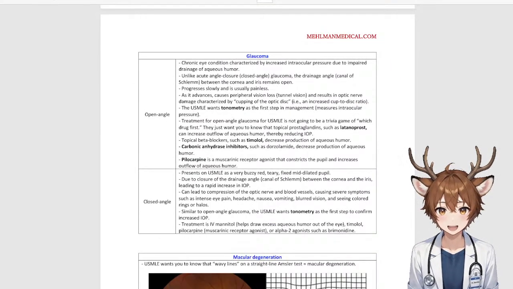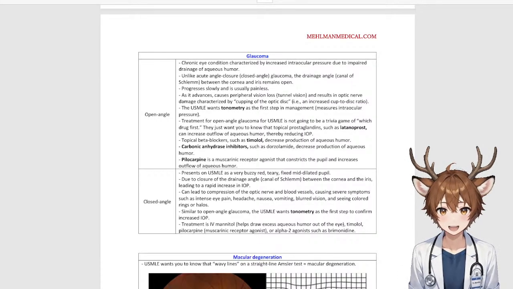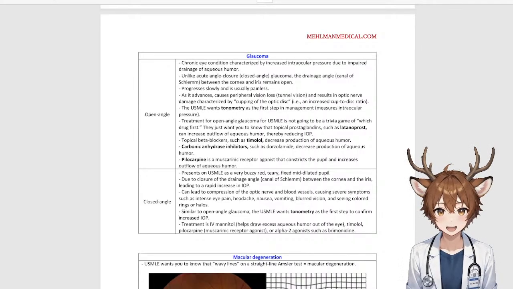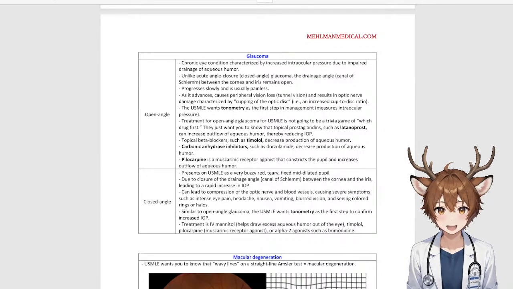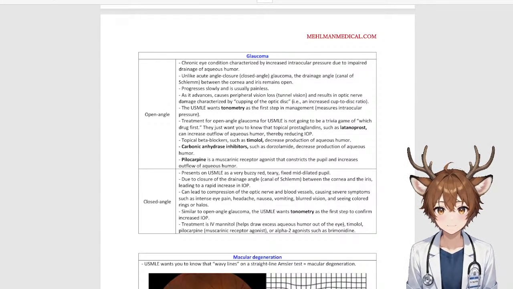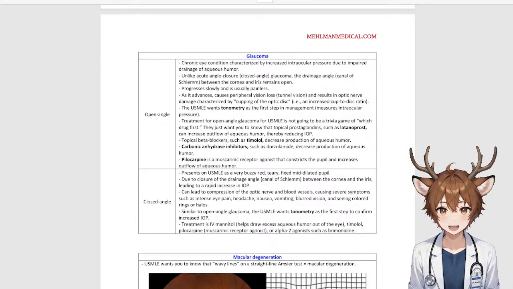What about glaucoma? We typically think about two different kinds: open angle and closed angle. Open angle glaucoma is a chronic eye condition characterized by increased intraocular pressure due to impaired drainage of aqueous humor. Unlike acute closed angle glaucoma, the drainage angle, the canal of Schlemm between the cornea and the iris, remains open.